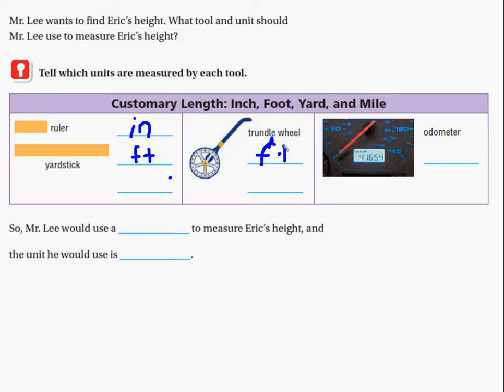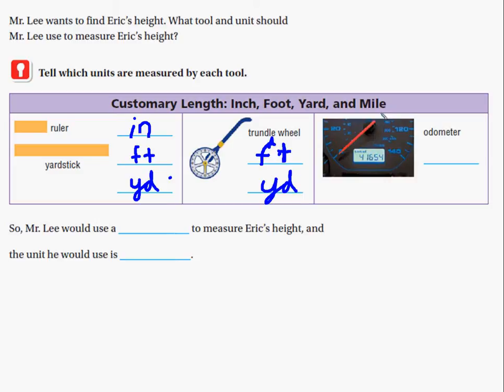If you want to measure something that's going to be around 800 feet, a trundle wheel would be very good. Something that's a few feet long, 5 feet or less, a ruler or yardstick is great. So for measuring yards, we would use a yardstick, obviously, because that's why it's called that. Or we could use a trundle wheel. A yard is just 3 feet. And if we can measure feet, we can measure yards.